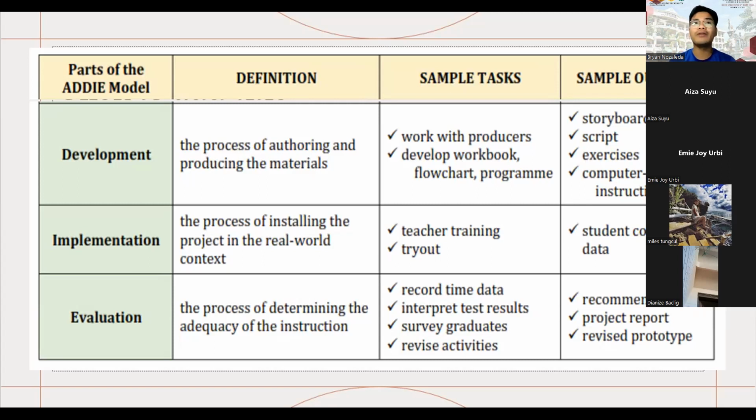Okay, babaguhin mo ba yung kulay? Babaguhin mo ba yung strategy na ginawa mo? What could you do to better improve your teaching? Okay? So that is the ADDIE process. Okay? So take note, ADDIE is not a model, but it is more of a process.